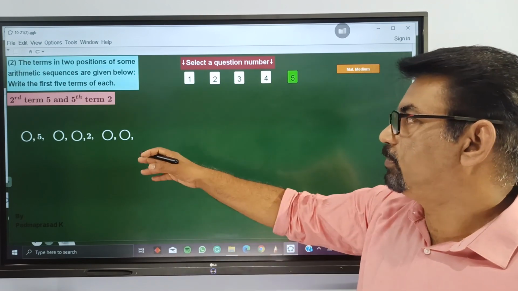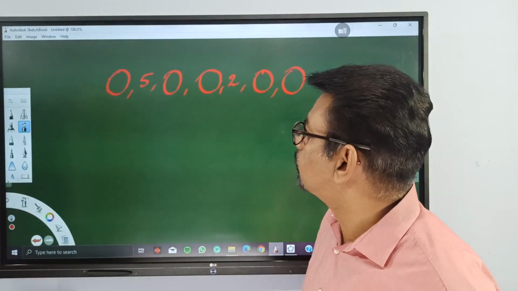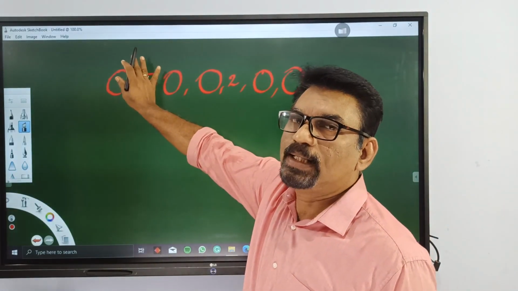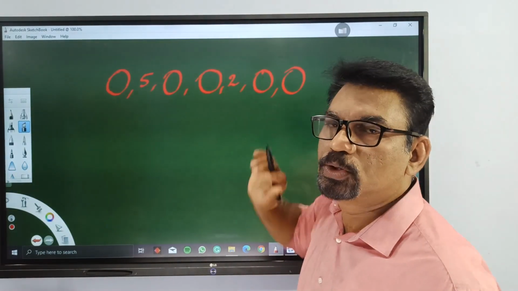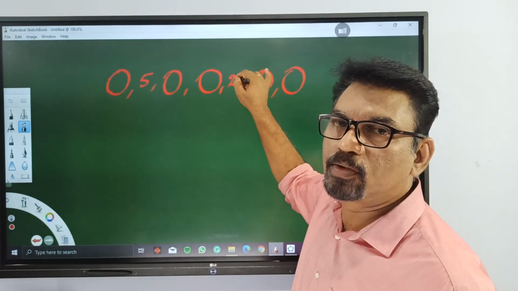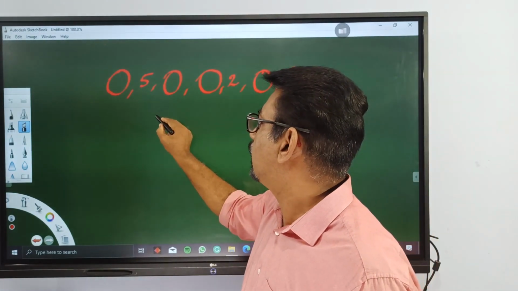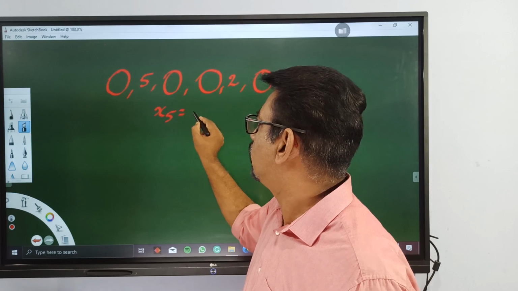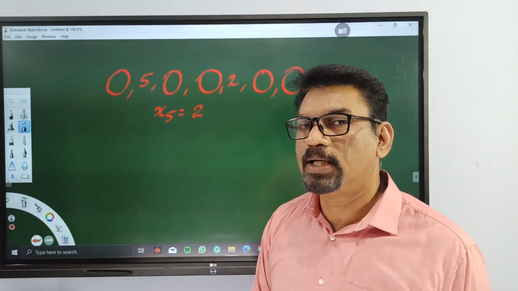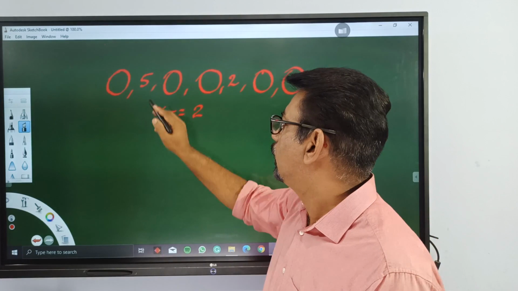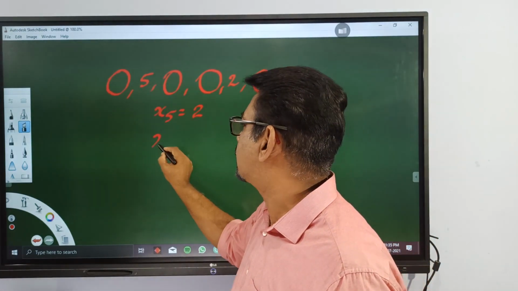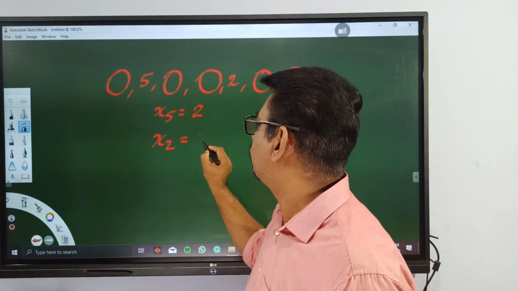So here in this problem, let us start as before. In this problem here the second term is 5 and fifth term is 2. So we have to consider the higher order term first. Here fifth term, that is x5, x5 is equal to 2. Higher order term has to be considered first. Don't forget that. Here this is the second term. Therefore x2 is equal to 5.